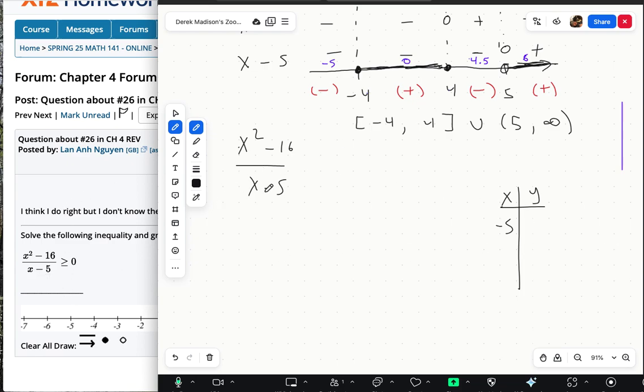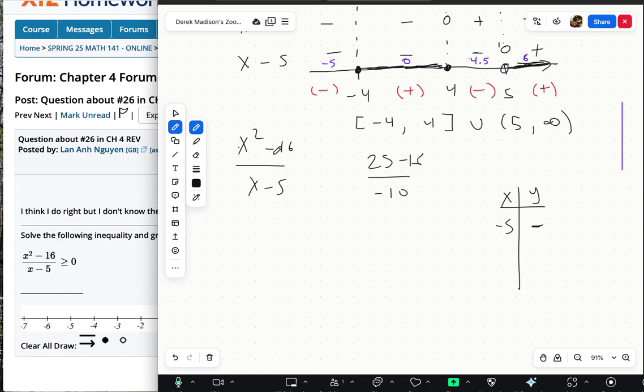Oh yeah, I'm cool. Sorry, I was looking at the sign going, wait, it's negative 5, I'm all good. So negative 5 squared would be 25 minus 16. Negative 5 minus 5, so that'll be a negative 10. And so I'm going to have a positive over a negative, and that will be a negative, which is exactly what we worked out right there.